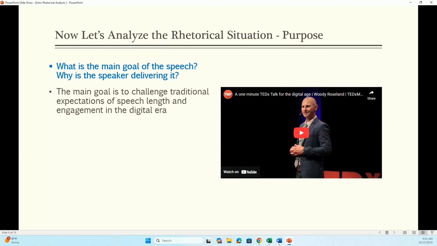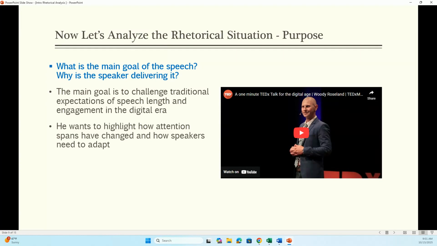And the focus is, what does engagement mean in the digital era? So he's trying to put a spotlight on how our attention spans have changed and how speakers, when you think about it, need to adapt, right? That's what I think of when I'm presenting: this is too long, I need to make it shorter. So by giving this talk, he's actually demonstrating his point in real time. It's a minute long speech.